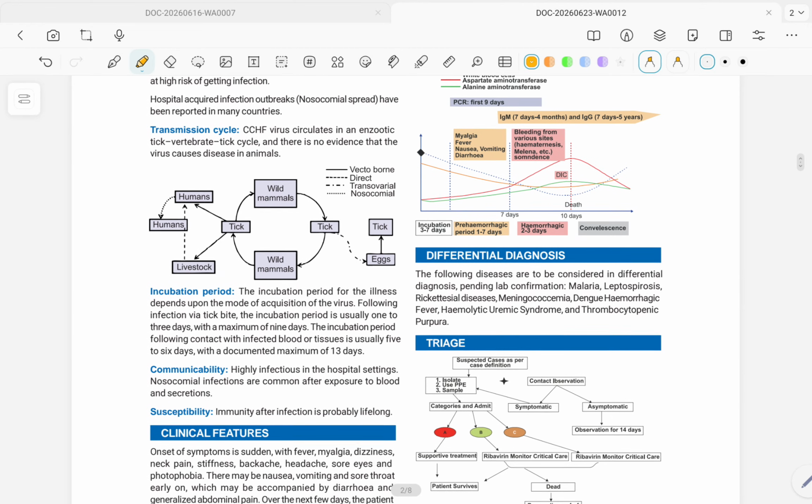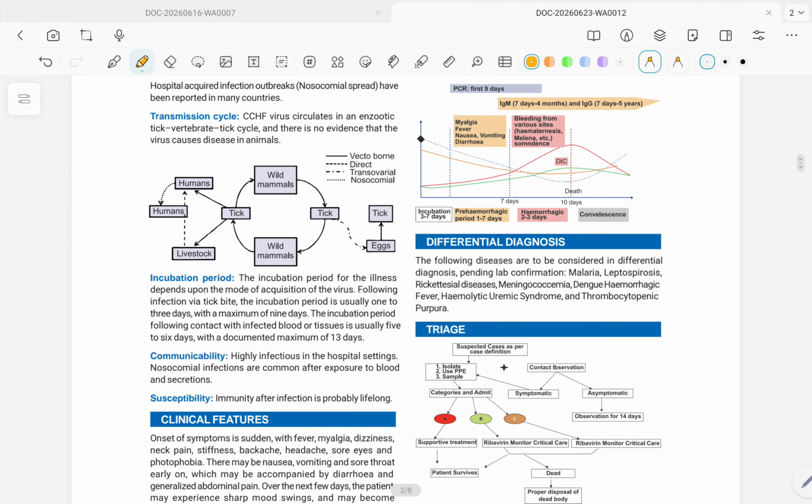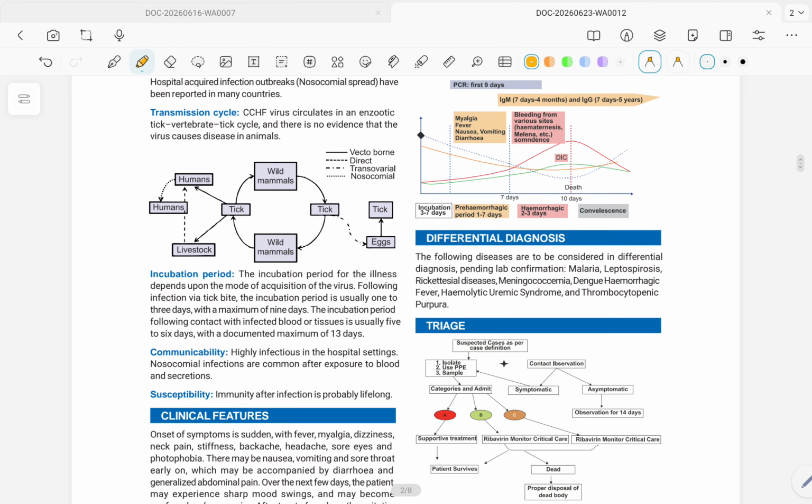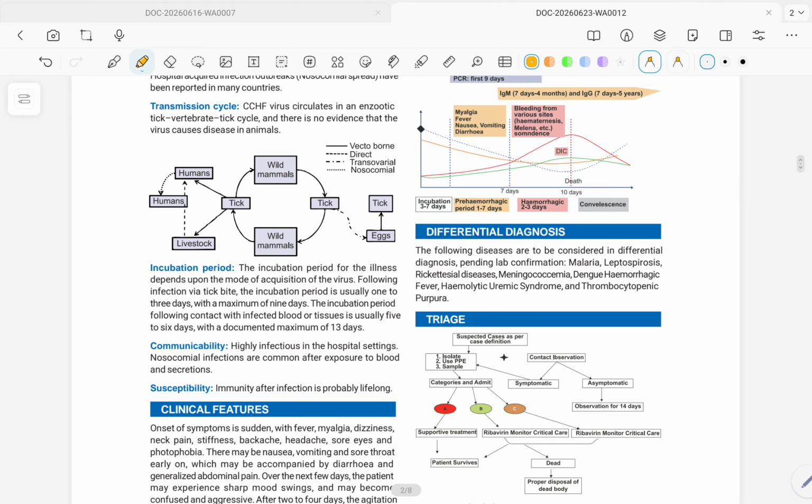Transmission cycle. CCHF virus circulates in an enzootic tick-vertebrate cycle, and there is no evidence that the virus causes disease in animals.